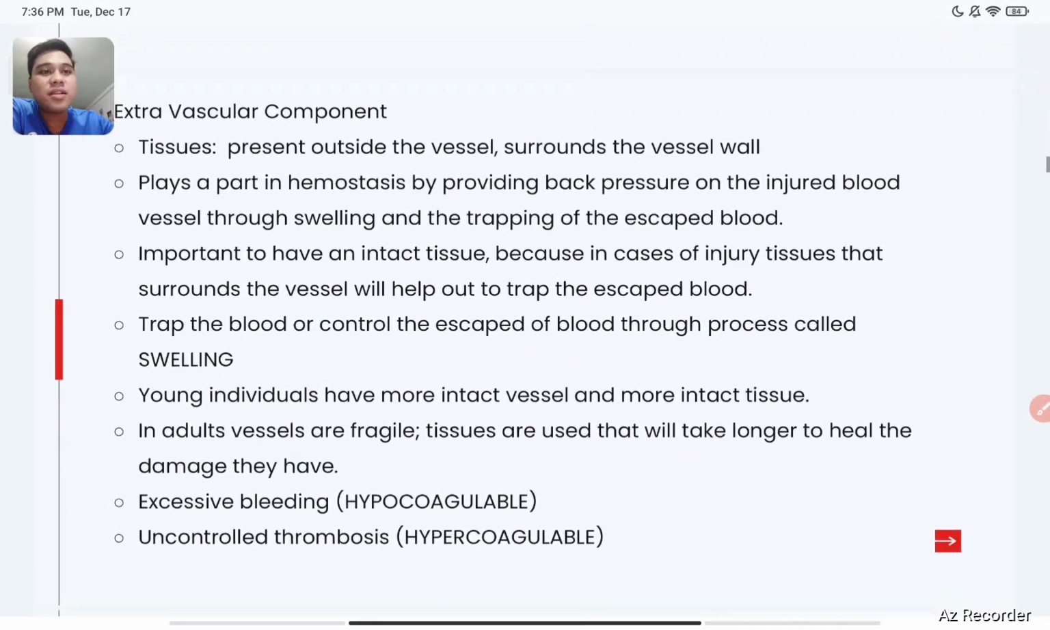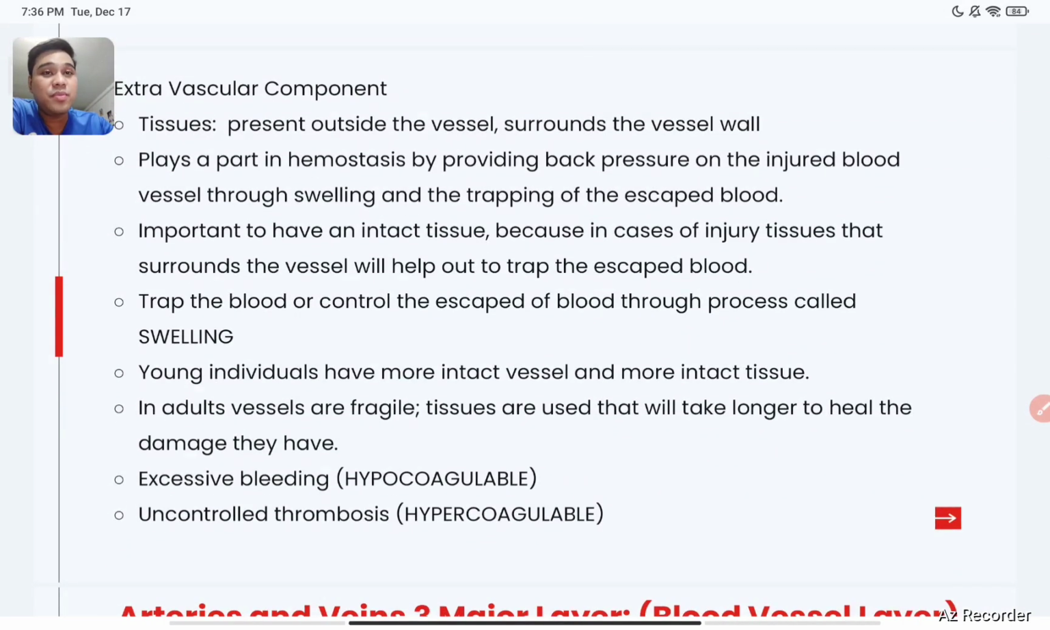So for the extravascular component of our hemostasis, what are the things that are involved here? So we have your tissues. They are present outside the vessel. It surrounds the vessel wall and plays a part in hemostasis by providing back pressure on the injured blood vessel through swelling and trapping of the escaped blood. So kapag nasugat ka, of course, the surrounding tissues will basically form a protective layering para hindi na ultimately kumawala yung blood.